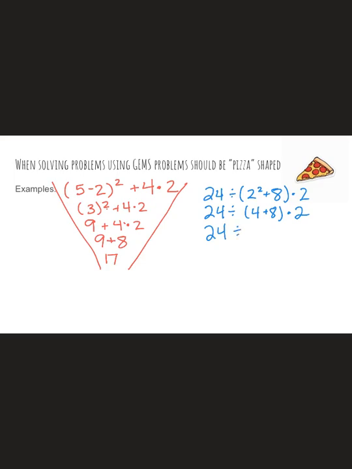24 divided by 12 times 2. These are all now on the same level. We have division and multiplication, so we're just going to move left to right the way that we read. That's hard to say. We got 24 divided by 12, which is 2. We drop down the times 2, and 2 times 2 is 4, and that is our answer there, 4.